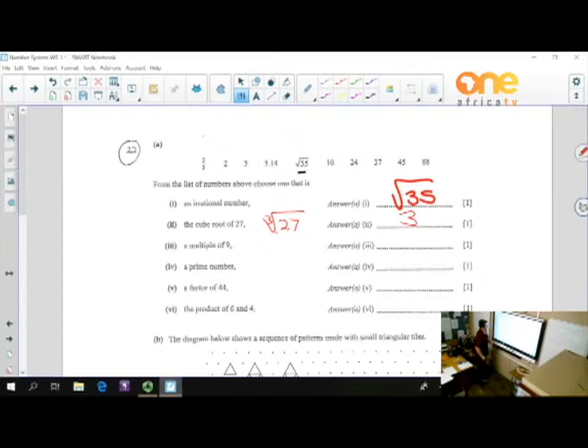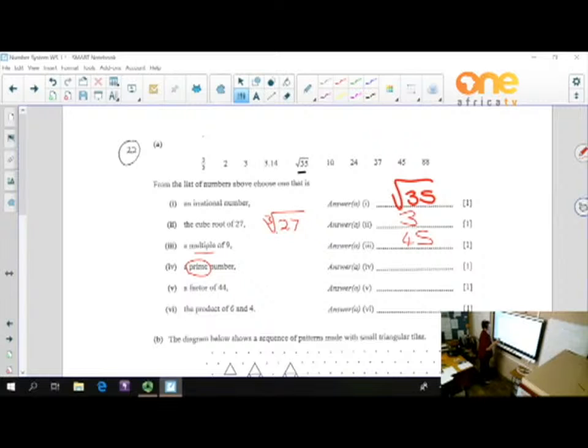A multiple of 9. So 9, 18, 27, and that would be 45. Multiples. Then a prime number. We said a prime number is a number which has only 2 factors, 1 and itself. 1 is not prime, and 2 is the only even prime number. So all the other prime numbers are odd numbers. We have to look at odd numbers.